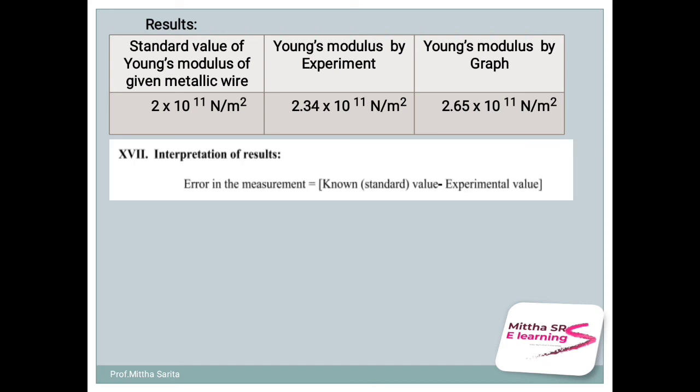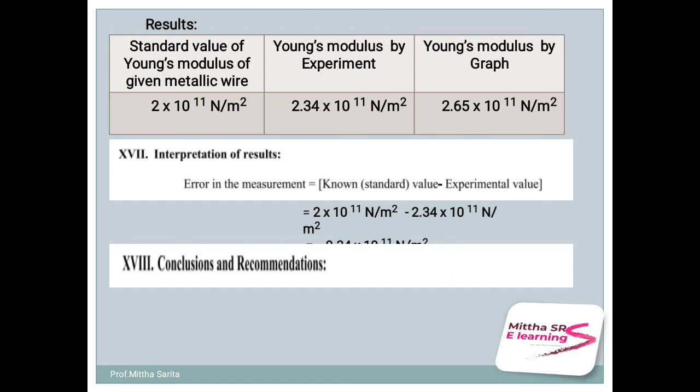Interpretation of results. The error in the measurement is equal to the known or standard value minus the experimental value. Answer is minus 0.34 into 10 raised to 11 Newton per meter square. Conclusion and recommendations: Young's modulus of given material is determined.